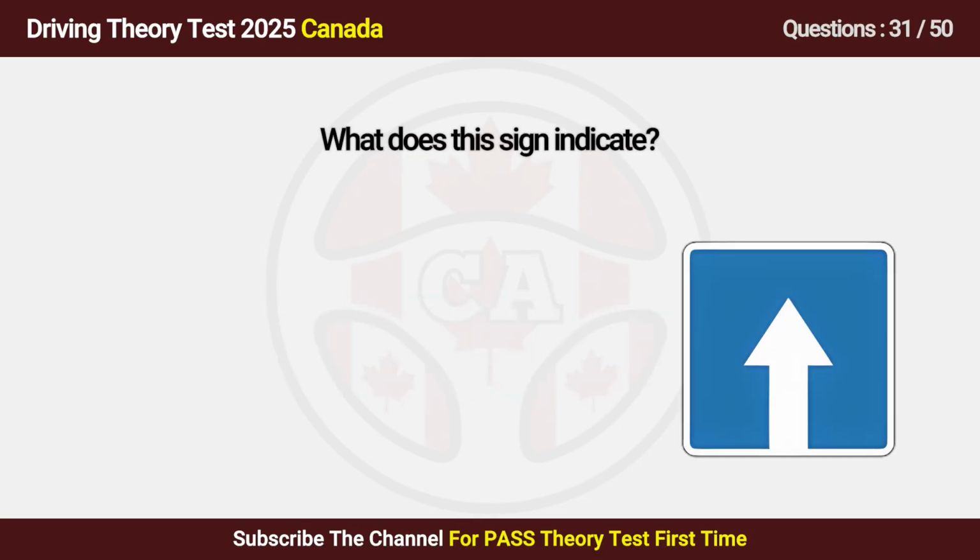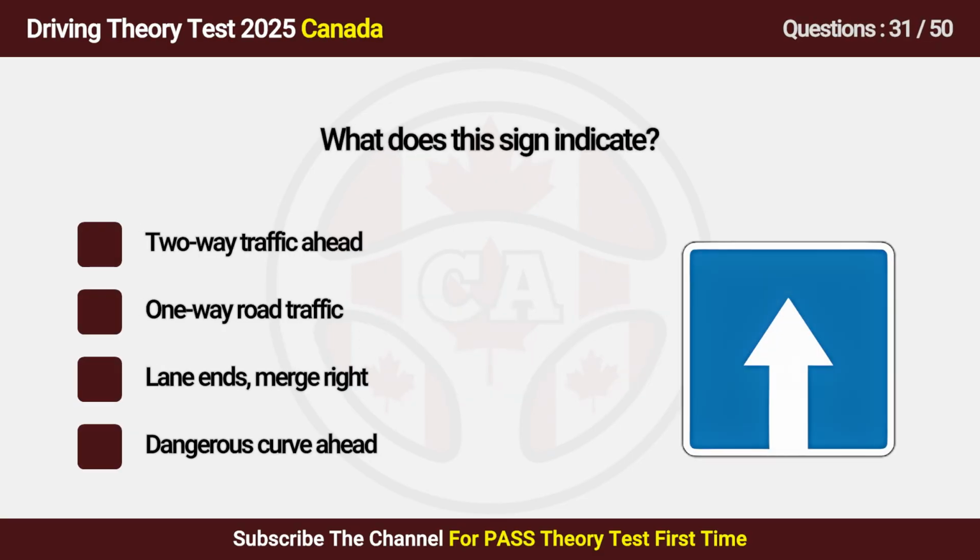Question 31. What does this sign indicate? A. Two-way traffic ahead. B. One-way road traffic. C. Lane ends, merge right. D. Dangerous curve ahead.